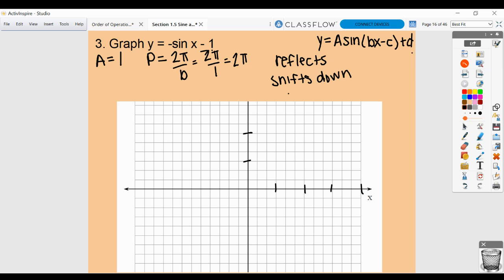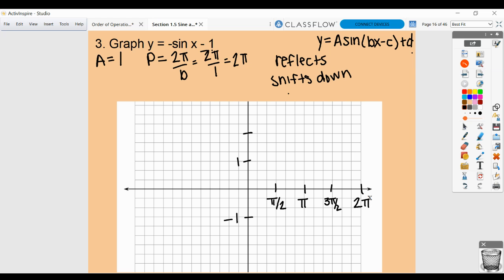Okay, so I'm going to make my hash marks. Always start with your period at the end. So my period's 2 pi. Half of 2 pi is pi. And we got pi over 2, and 3 pi over 2. Amplitude is 1. So now we have to just figure these out.